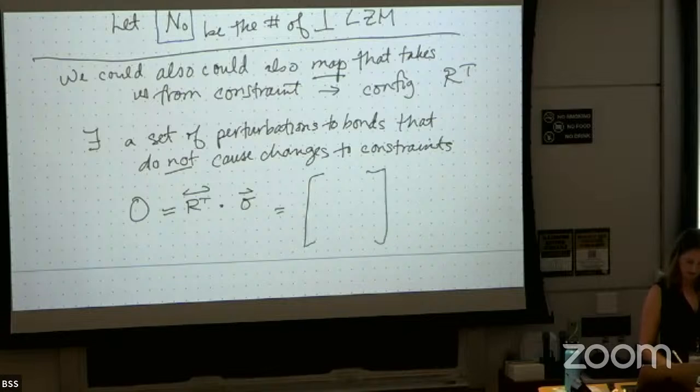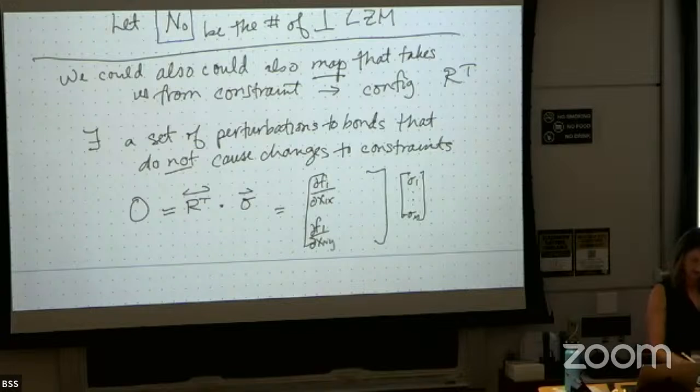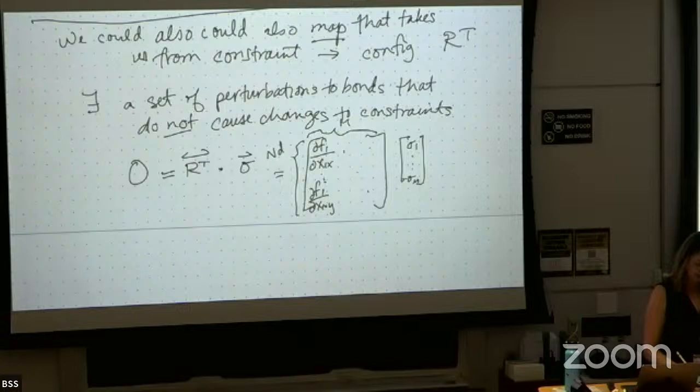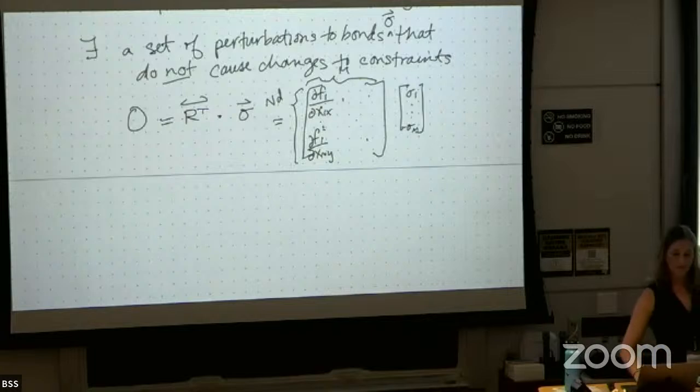Which is equal to R transpose times sigma, right? And there's M of these sigmas. So this is sigma 1 through sigma M, right? And this is, again, R transpose. So I know you know how to do this, but just to make sure we're all on the same page, this is dF1 now by dxny, right? So this is dot, dot, dot. So this is now the transpose. So this is nd and this is m for this rectangular matrix, right? Does that equal 0? Okay. And so I've called this perturbation to the bond sigma, and I'll use that notation for the rest of the lecture. Okay.